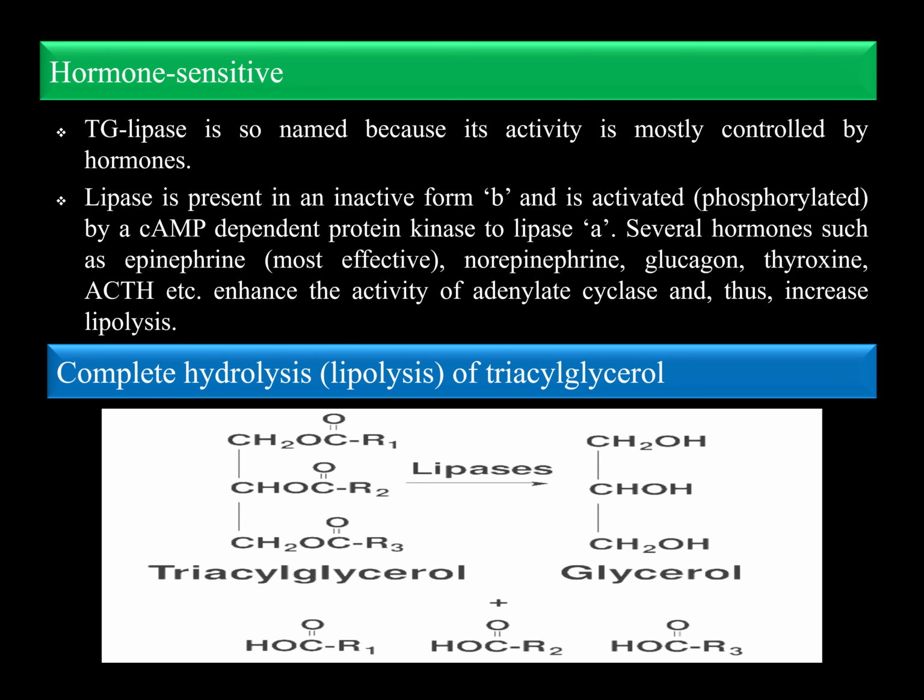This slide explains TG lipase regulation, meaning how lipolysis is controlled. TG lipase activity is mainly controlled by hormones during fasting and stress. Hormones like glucagon and adrenaline activate lipolysis, so fatty acids are released for energy. After meals, insulin reduces lipolysis and promotes fat storage. So the body uses insulin to store fat, and glucagon and adrenaline to break fat down and use it.